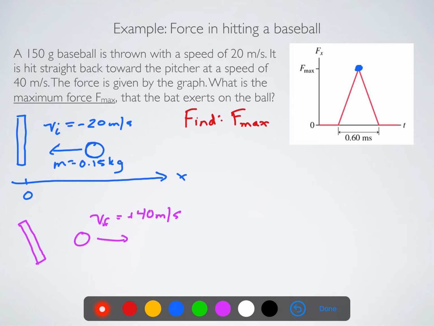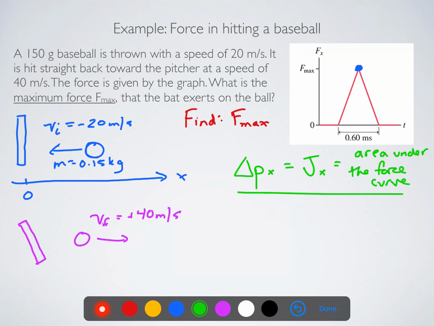We know from what we talked about before that the change in momentum in the X world, because everything's happening in the X world, is equal to the impulse, which we know is the area under the force curve. This is where we start.